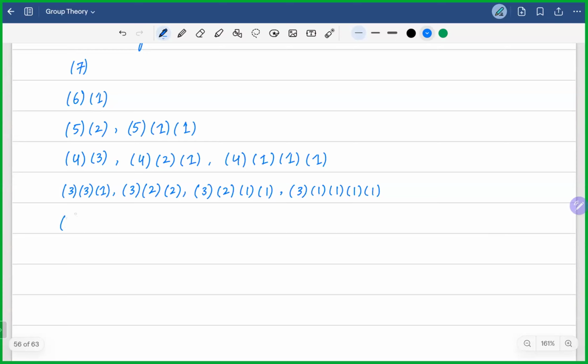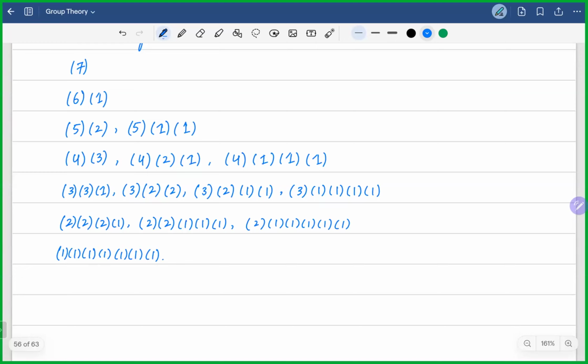Then we can write 2, 2, 2, 1. Then we have 2, 2, 1, 1, 1. And we have 2, 1, 1, 1, 1. And these are the possibilities with 2. And then you can say the last one would be containing only 1 cycles. Perfect.